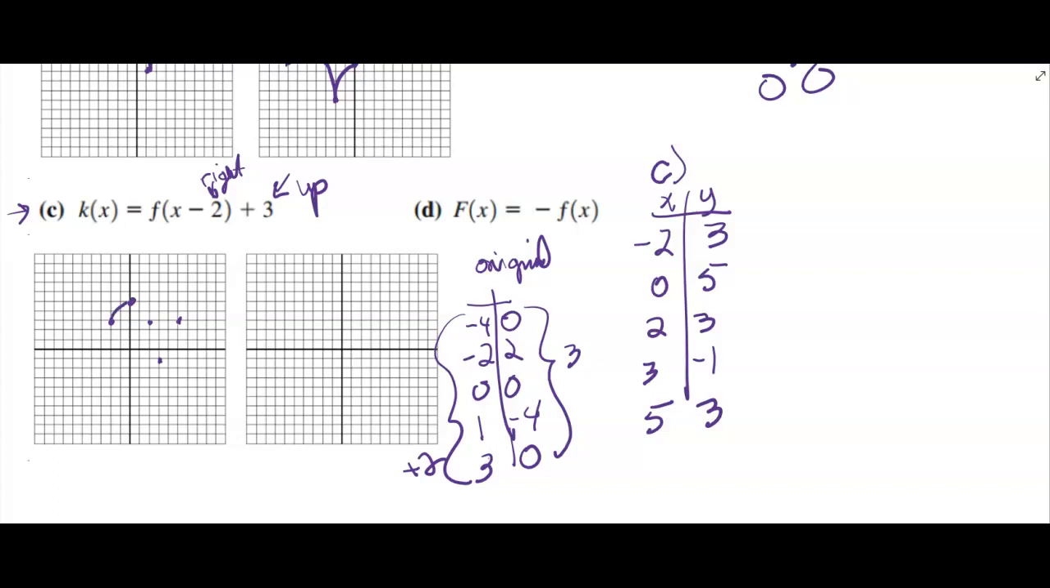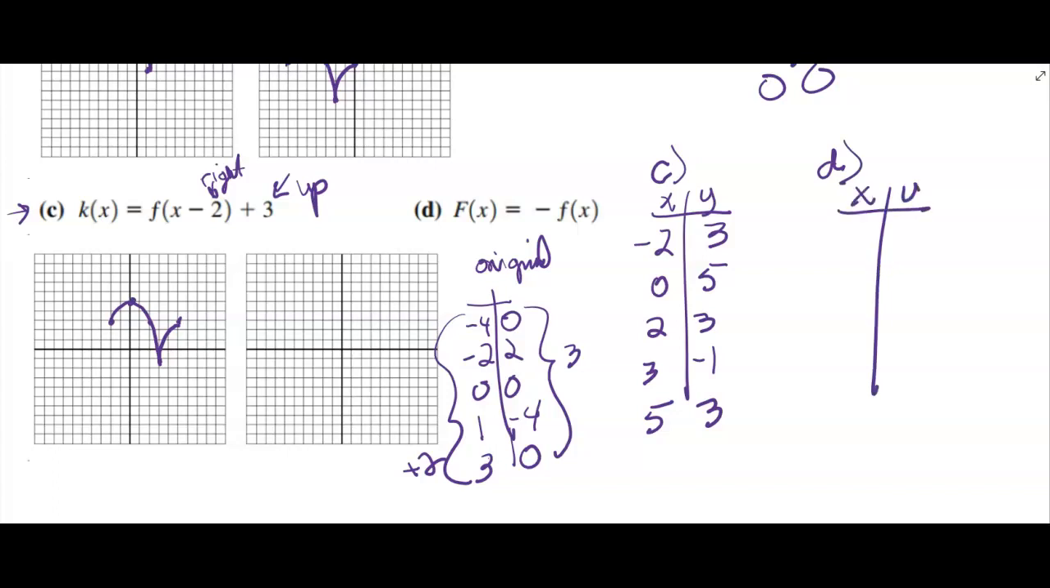So we draw this shape, and it should do what we said it would do. It should have shifted 2 to the right and up 3. So you could look back at the original. You have it on your paper. Look at that. All right, now D.